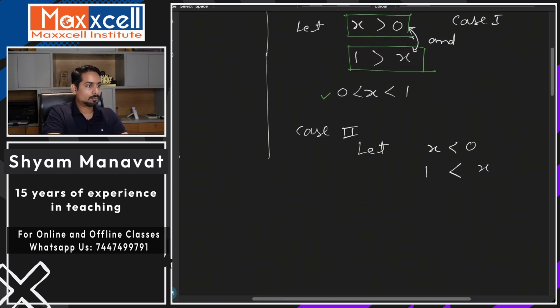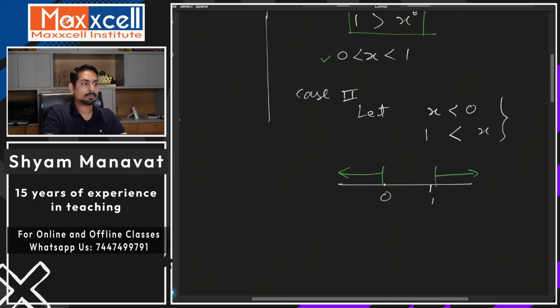Yeah. So what conclusion do we get? We get the conclusion that x is less than 0. Do you want to see on the number line? x is less than 0, but here we are getting x more than 1.